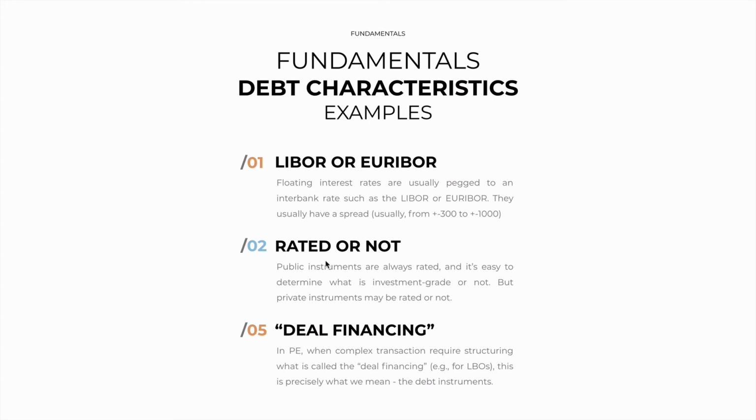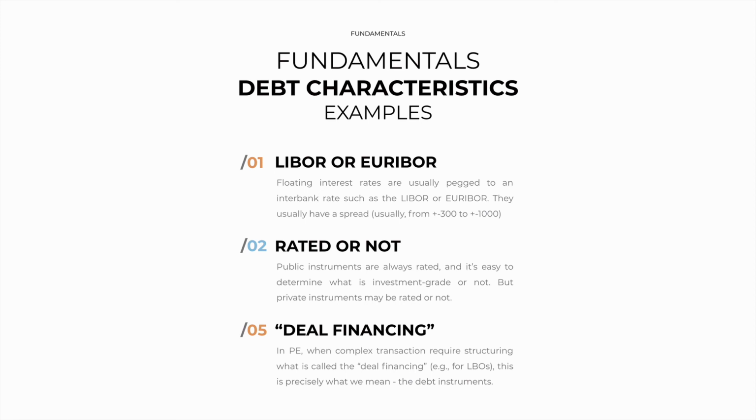So public instruments are always rated, because they need to be in order to be publicly tradable. So it's easy to determine what is investment grade or not. But private instruments may be rated or not. They can be rated in order for the other side to understand what they're buying more easily, but they don't need to be rated. And finally, the term deal financing is the name given to, in private equity, the structuring of the debt in order to buy a company, usually for leveraged buyouts.